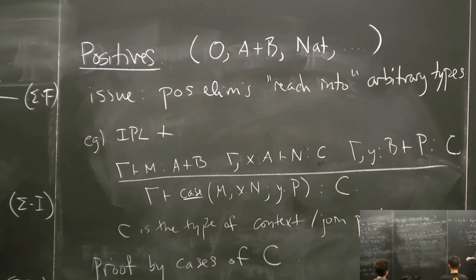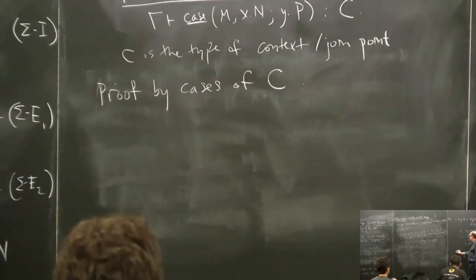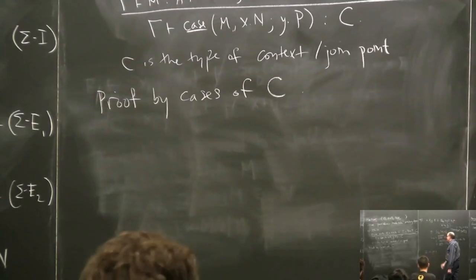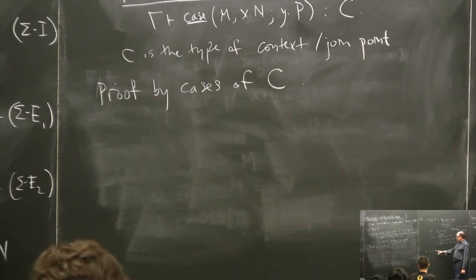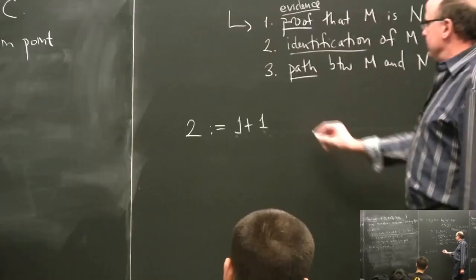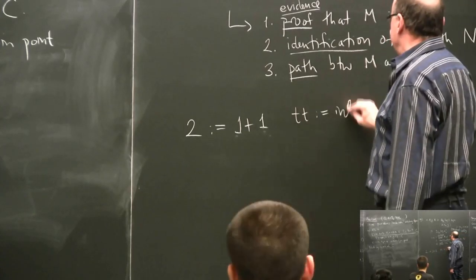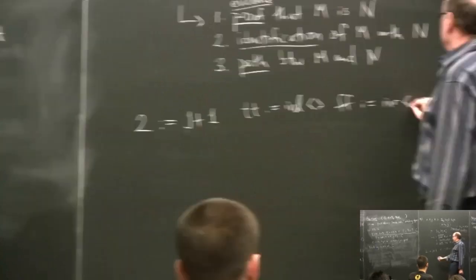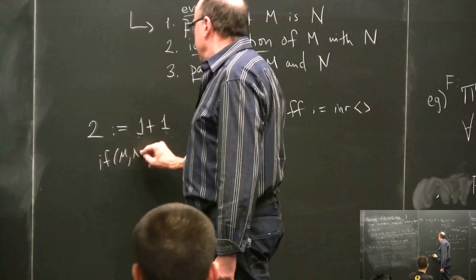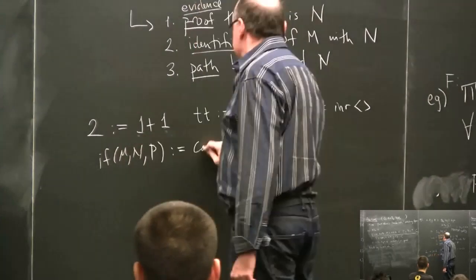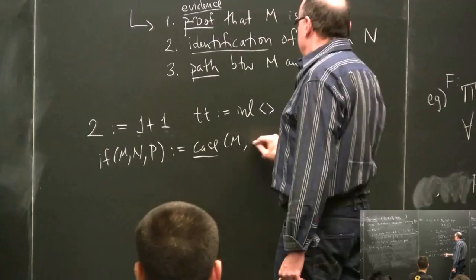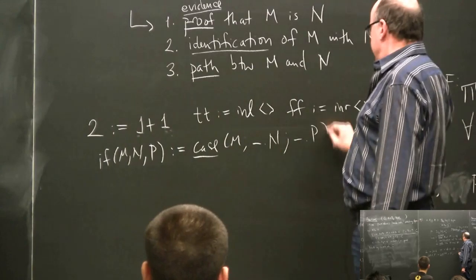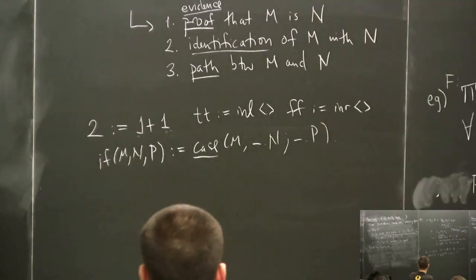An example of the kind of thing we might want to do, which will come up in a moment, is this. Let me introduce part of it now. Let's define 2 to be 1 plus 1. This is the unit type. Define true to be in left of the null tuple. Define false to be in right of the null tuple, and define if m and p to be the case analysis of m. I don't care about the value because I already know it's the null tuple, and I don't care about p. So write it like that.